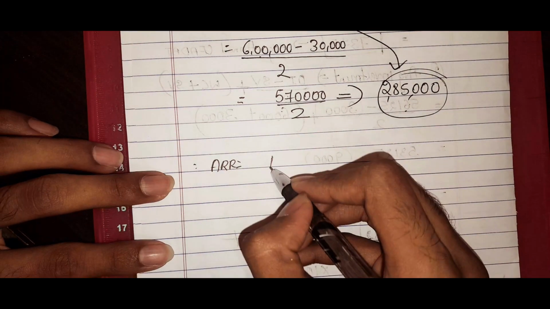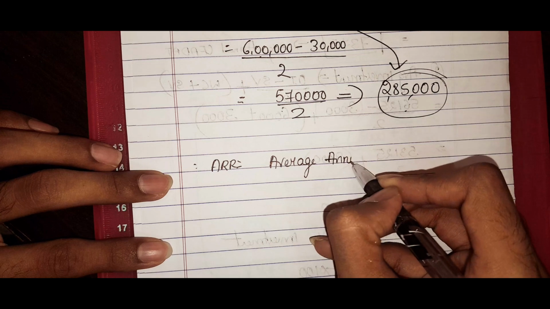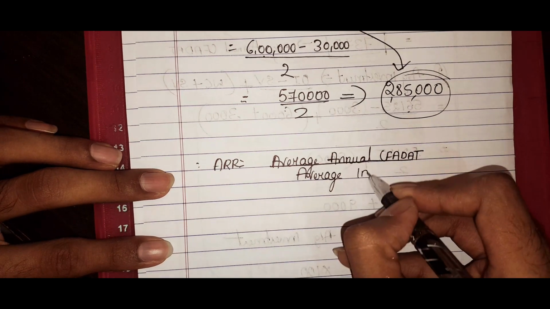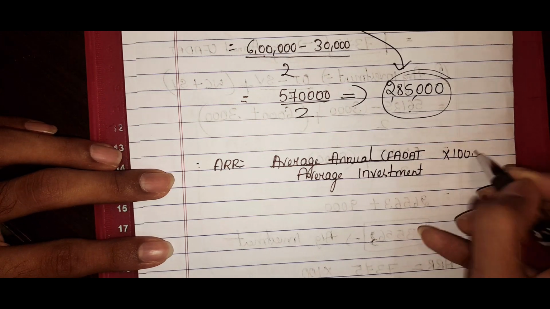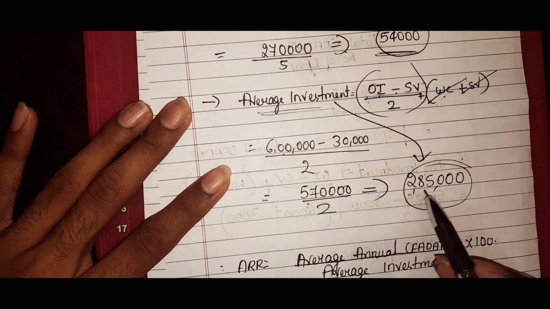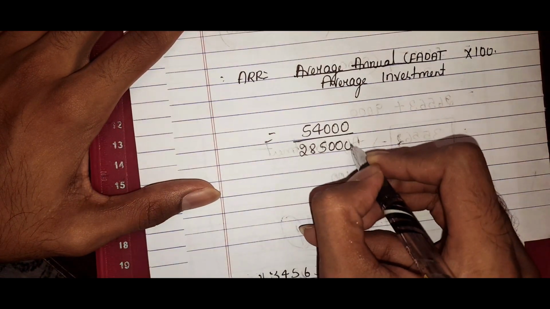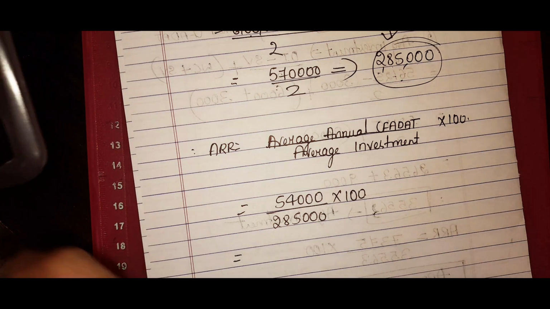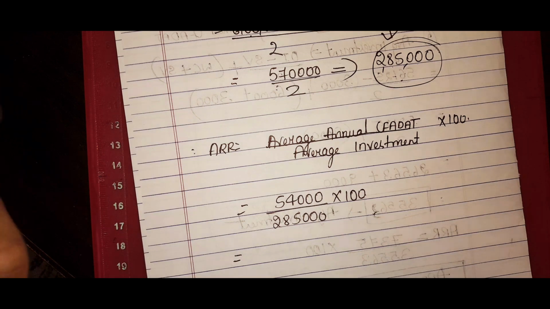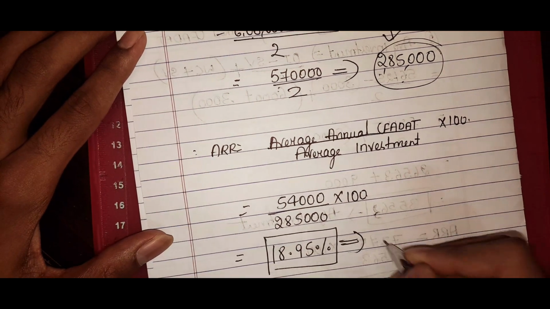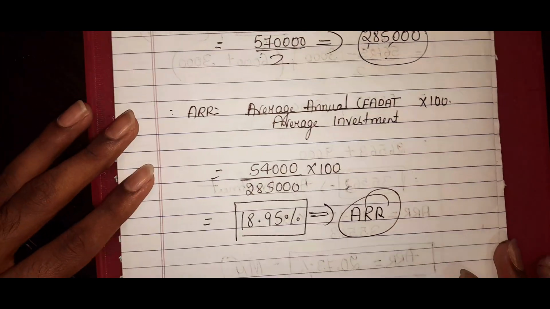What is the formula to calculate ARR? The formula is average annual CFADAT divided by average investment into 100. Now the average annual CFADAT is 54,000, so 54,000 divided by the average investment. How much is the average investment? 2,85,000, into 100. So 54,000 divided by 2,85,000 into 100. When you do that, you will get 18.95 percent. So 18.95 percent is the ARR, accounting rate of return. So this is how we will solve the problem.